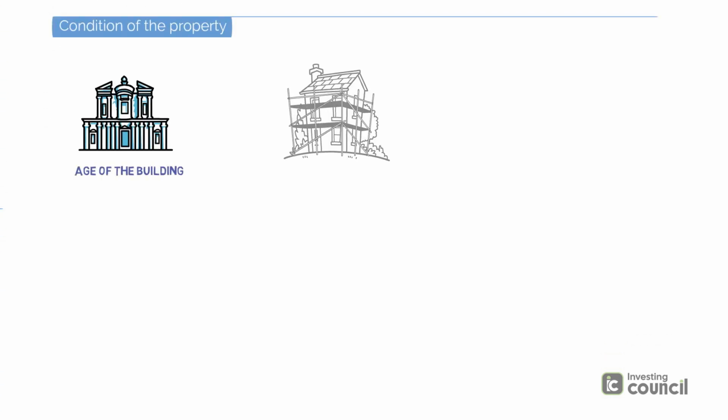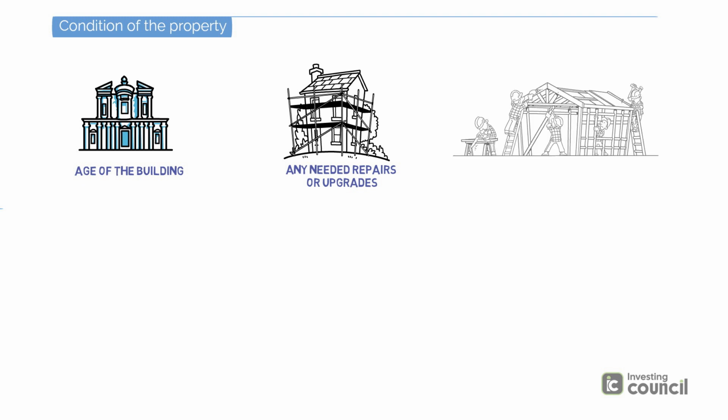Evaluate the condition of the property, including the age of the building, any needed repairs or upgrades, and the overall quality of the construction. Properties in good condition are less likely to require costly repairs and may generate higher rental income. Check the amenities of the property.